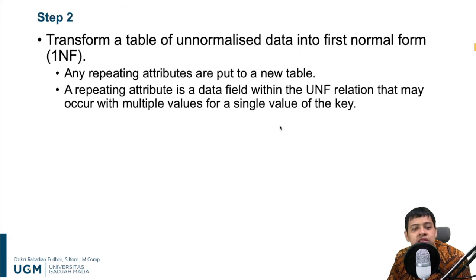Now we go to step 2. In this step 2, we transform the table, the UNF, to the 1NF. Any repeating attributes are put into a new table, and the repeating attributes in the data field within the UNF relation may occur with multiple values for a single value of the key.